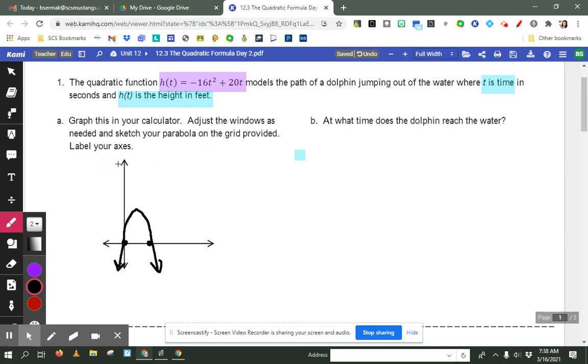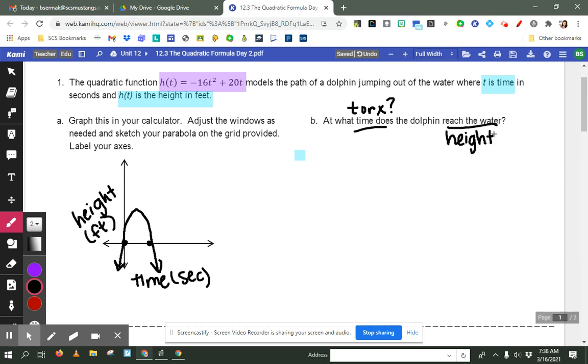Okay. Label my axes. In this case we're using t as time, so my x-axis I'm going to label time in seconds, and my y-axis is going to be my height, and the label would be feet. B says at what time, so we're solving for t or x, does the dolphin reach the water? When it reaches the water, the height is going to equal 0. So we are essentially looking for this point right here.